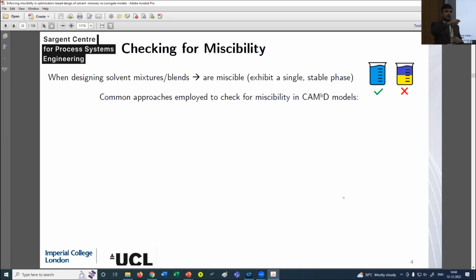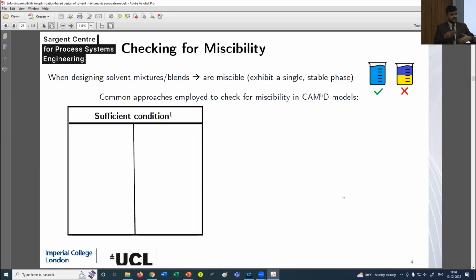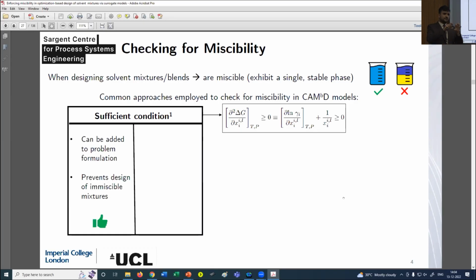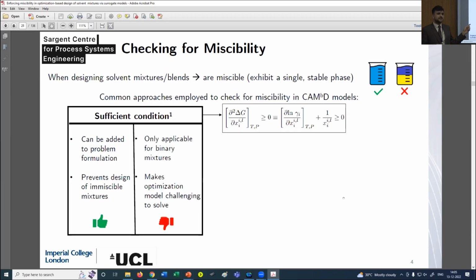There are some ways which we can do this within the CAMD approach. One common approach is imposing a constraint, which I call the sufficient condition. It's based on the second derivative of excess Gibbs free energy with respect to the composition of the solvent in the solvent mixture. The good thing about this is we can very easily add this constraint to our problem formulation, and it prevents the design of immiscible mixtures to a certain extent. I say to a certain extent because this is only a sufficient condition but not a necessary condition for miscibility. The disadvantages are that it is only applicable for binary mixtures, and it makes the optimization model very challenging to solve.